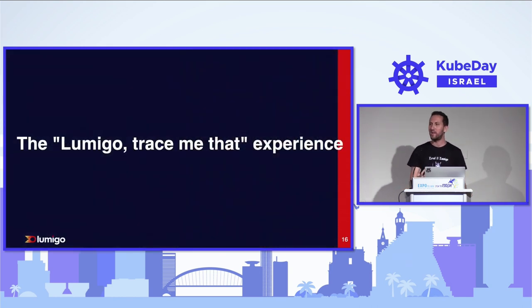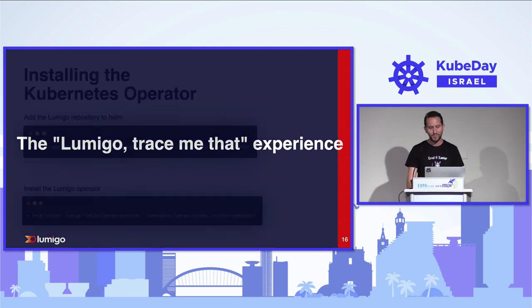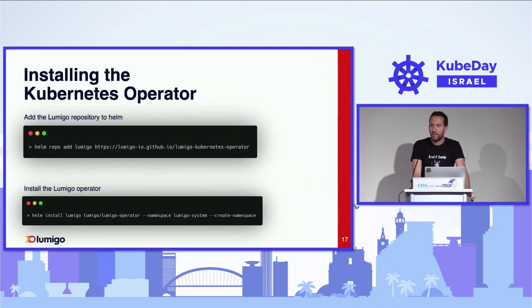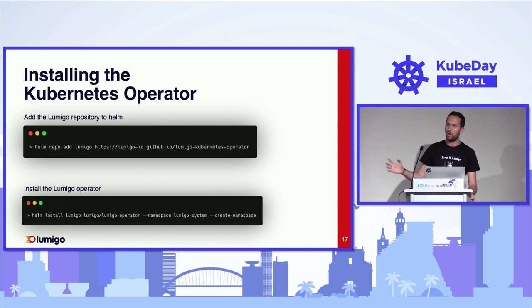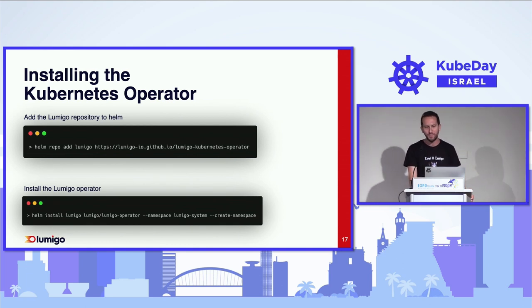So what does it actually look like? What does a user have to do to get a namespace traced? Two things. The first is install the operator using Helm. So helm repo add, helm install, very seamless, very easy, just like any other Helm chart you would go about installing. That basically takes the operator and puts it in your cluster.